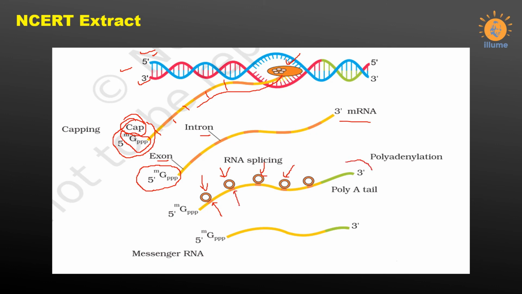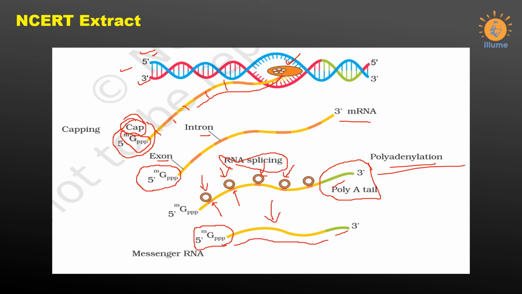And at the 3' end, they have shown a polyA tail in green color, and the process is called polyadenylation. And this is RNA splicing, wherein the spliceosome will cleave the introns, and at the end what is remaining is a cap at the 5' end, exons, and a polyA tail, and this forms the messenger RNA.